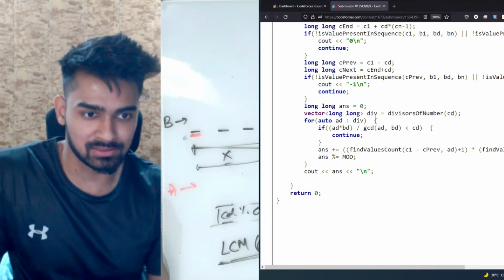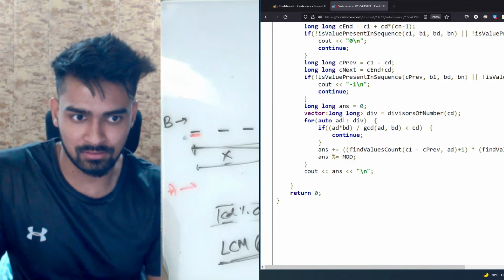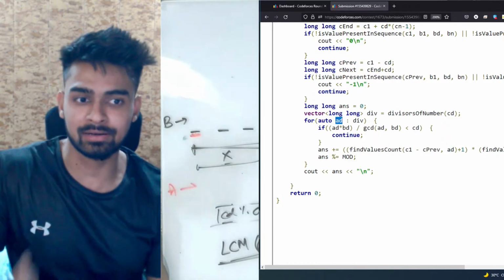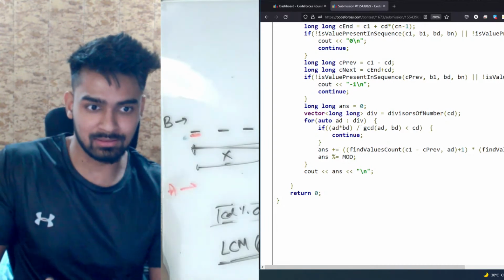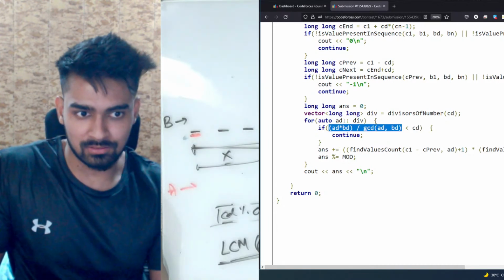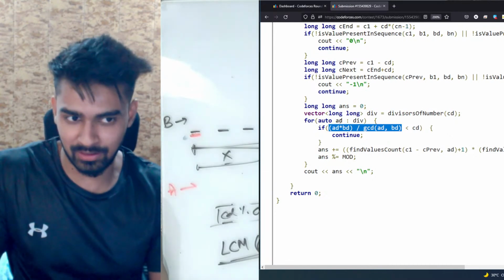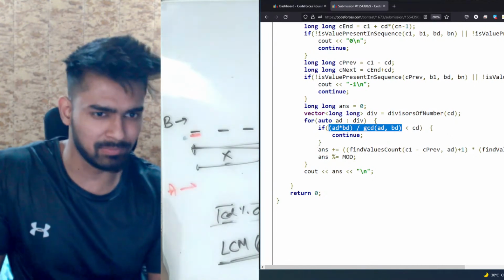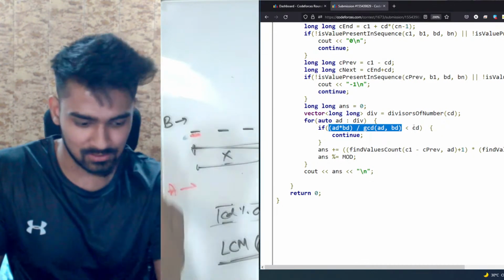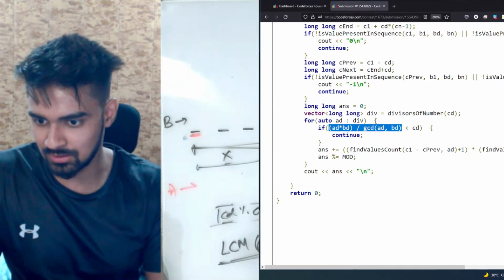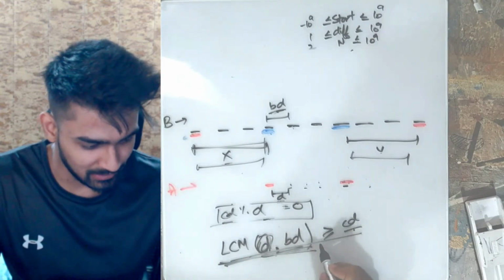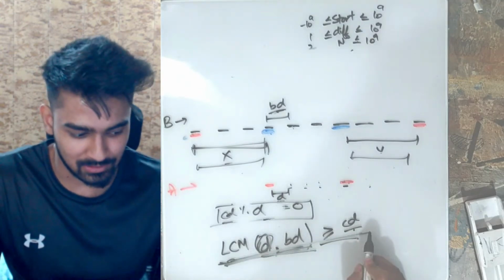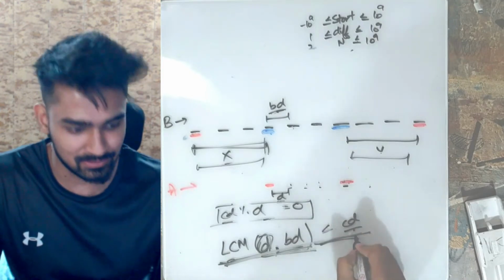Then for every divisor, let's say my divisor is AD. This AD is a possible candidate for my difference of sequence A. I need to see that the LCM of AD and BD should be greater than or equal to CD. This condition, that LCM of AD and BD should be greater than or equal to CD, then only I have an answer. That means if it is less than CD, then I don't have an answer.